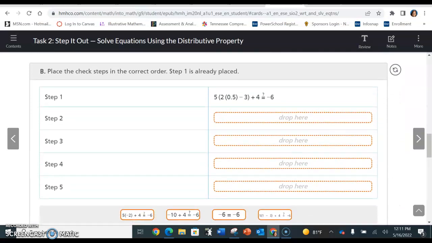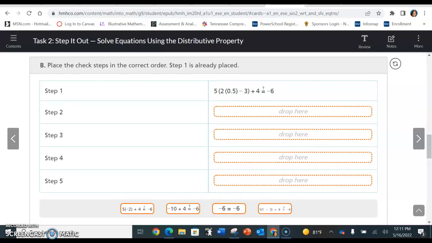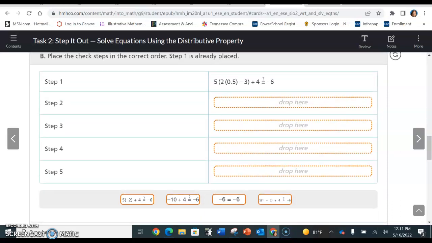So what that does is put your steps in order and shows you how to solve that equation using distributive property. All right, now it says place the check steps in the correct order. Step 1 is already placed. So they took the 0.5 and they substituted it in for x, and now we have to check it. This time we have two grouping symbols. The 0.5 is in parentheses, and the 2 and the negative 3 are in another parentheses.